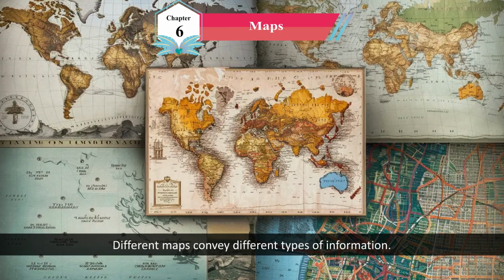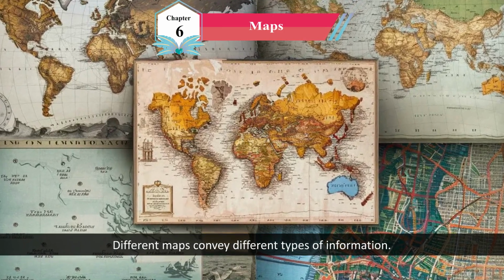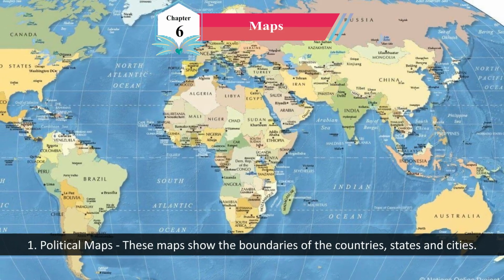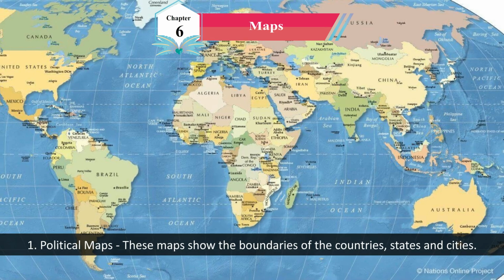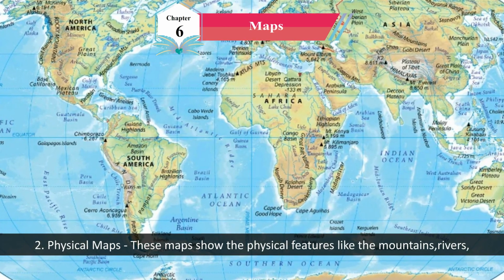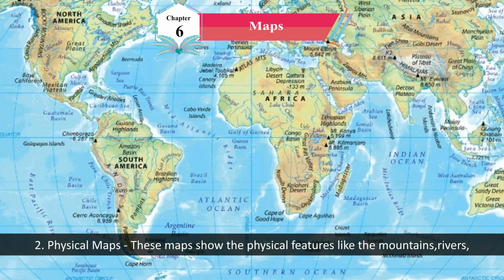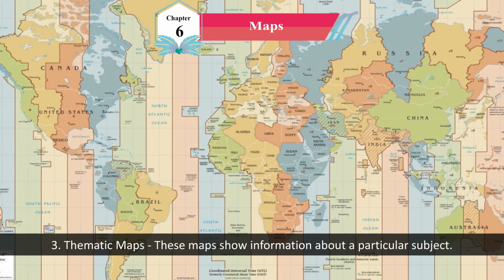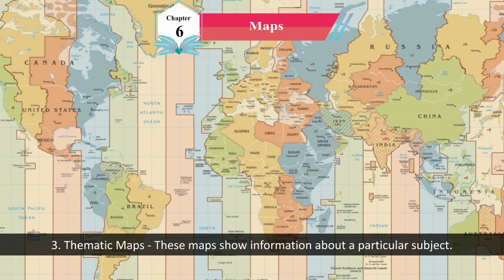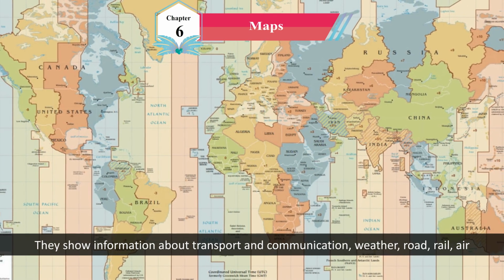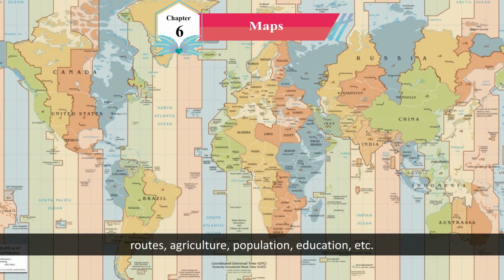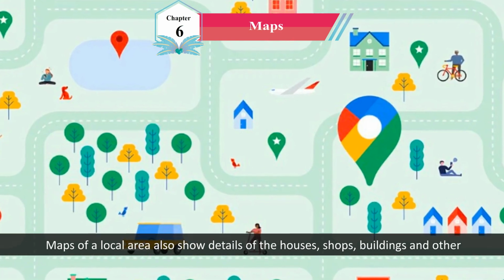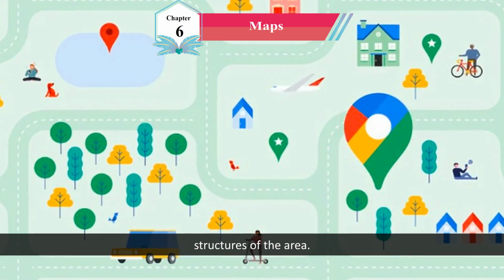Different types of maps. Different types convey different types of information. Following are the different types of maps. First, political maps. These maps show the boundaries of the countries, states, and cities. Second, physical maps. These maps show the physical features like the mountains, rivers, plateaus, plains, etc. Third, thematic maps. These maps show information about a particular subject. They show information about transport and communication, weather, road, rail, air routes, agriculture, population, education, etc. Maps of a local area also show details of the houses, shops, buildings, and other structures of the area.